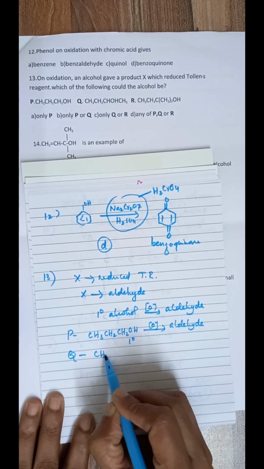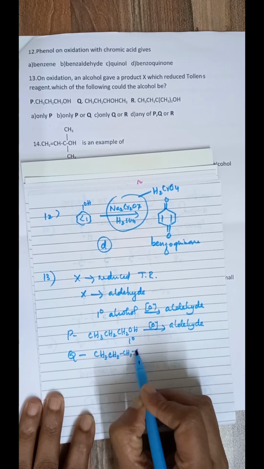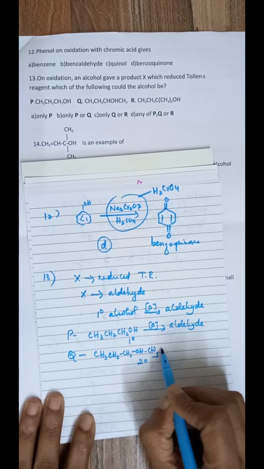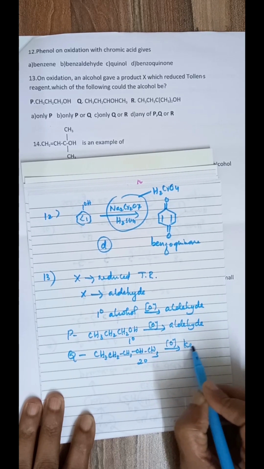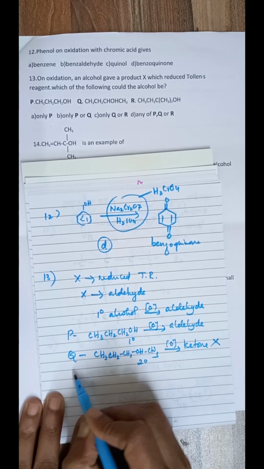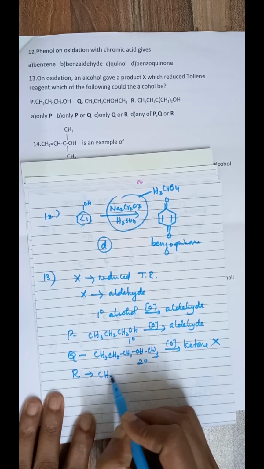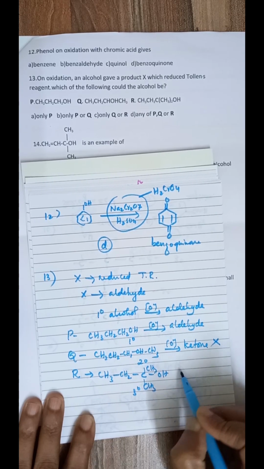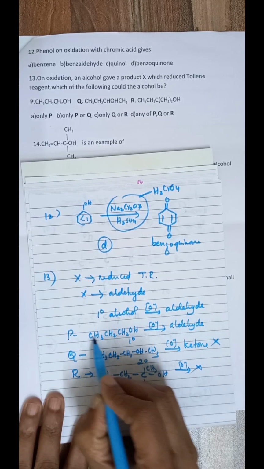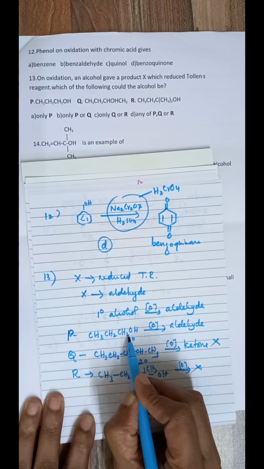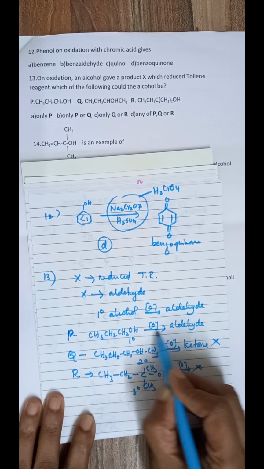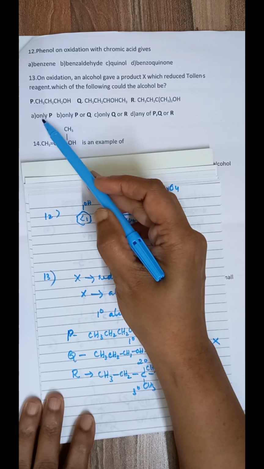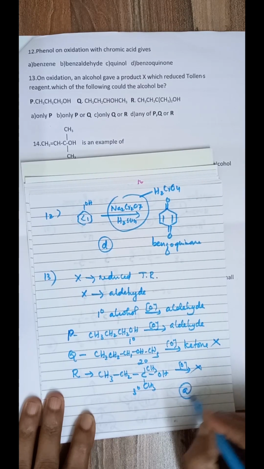Q is CH3CH2CHOHCH3. This is a secondary alcohol that will not give an aldehyde. Actually this gives a ketone. In the case of R, this is a tertiary alcohol, which resists oxidation. So P, the alcohol which is primary in nature, gives an aldehyde on oxidation. So option A, only P, is the correct answer.